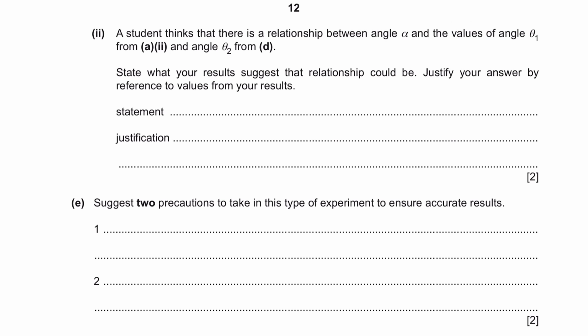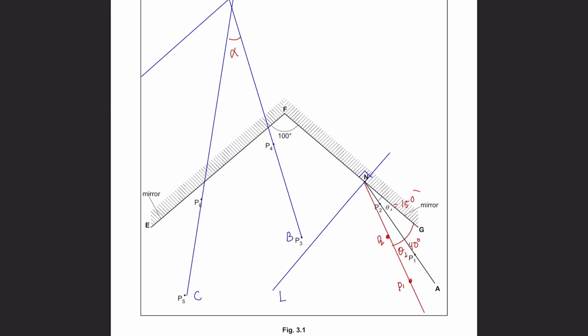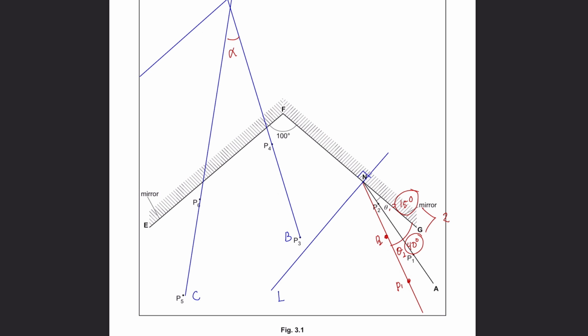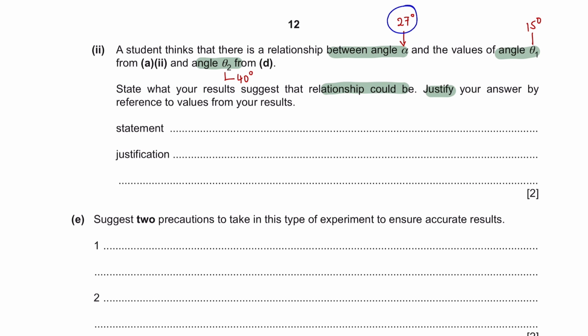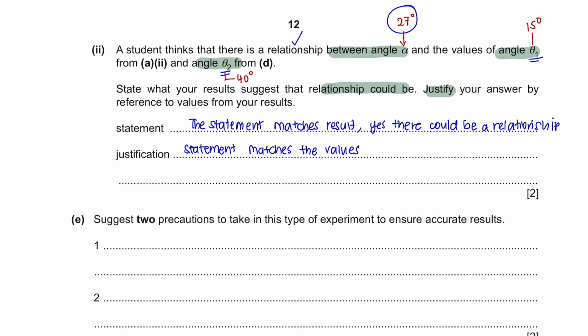Part 2. A student thinks that there is a relationship between angle alpha and the angle theta 1 from A2 and angle theta 2 from D. State whether your results suggest that the relationship could be correct. Justify your answer by reference to values from your results. So the angle theta 1 is 15 degrees and the angle theta 2 is 40 degrees. This gives us a difference of 25 degrees, which is roughly the angle of alpha here. Since the value of alpha is the difference of angle theta 1 and angle theta 2, we can say that yes, there is a relationship between them. And for the justification, you could mention that this is because the statement matches the values.